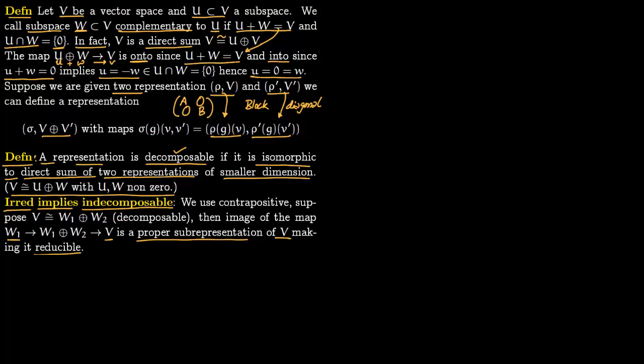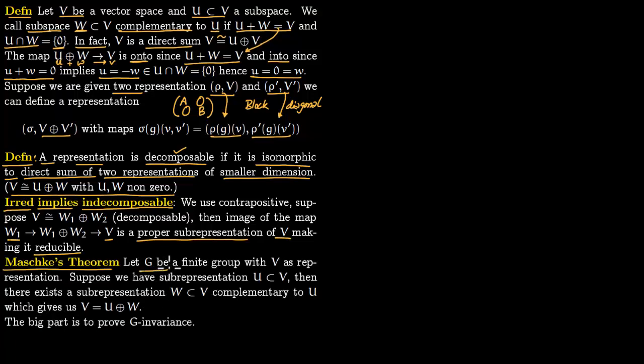Now we come to the statement of Maschke's theorem. Let G be a finite group and V a representation, and say we have a sub-representation U. Then there exists another sub-representation W, and this W is complementary to U. The theorem says that you can find such a representation W. So if you are given a sub-representation U, you can find a complementary sub-representation W, and then you can write V as U direct sum with W.